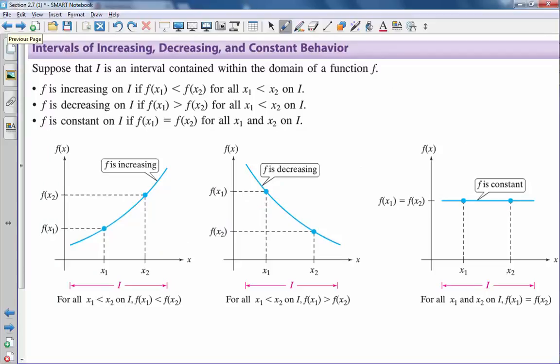Next item we're going to learn about functions is to find out where they are increasing, decreasing, or flat, constant. So how do I know a function is increasing? You need to always imagine yourself moving on this path from left to right. Imagine yourself moving from left to right. Answer this question. Are you climbing up or are you sliding?